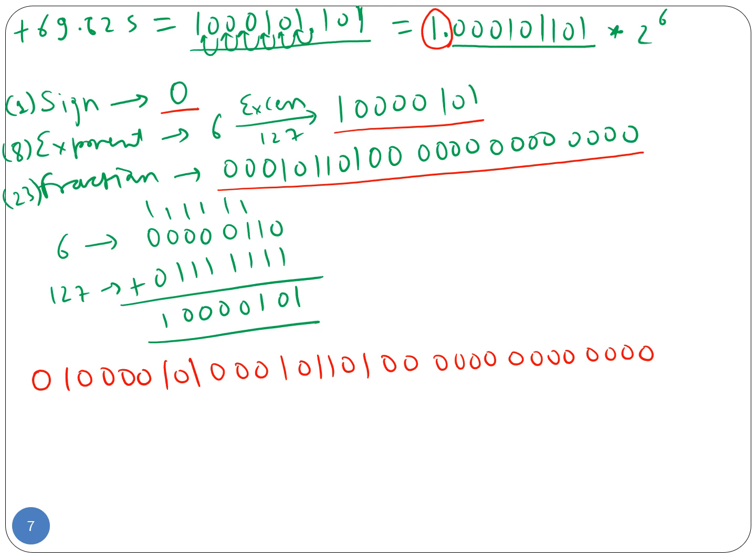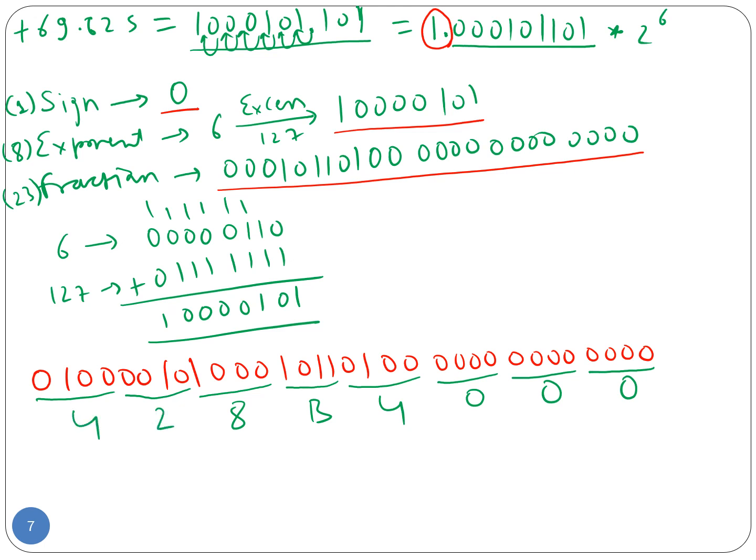Let's translate this into hexadecimal. So make groups of 4 starting from the right. So this is 0, 0000 in hexadecimal is 0, 100 is 4, 1011 is B, 1000 is 8, this is 10, which is 2, and this is 4. So our answer in hexadecimal is 428B4000. This is basically the IEEE floating point representation for 69.625.